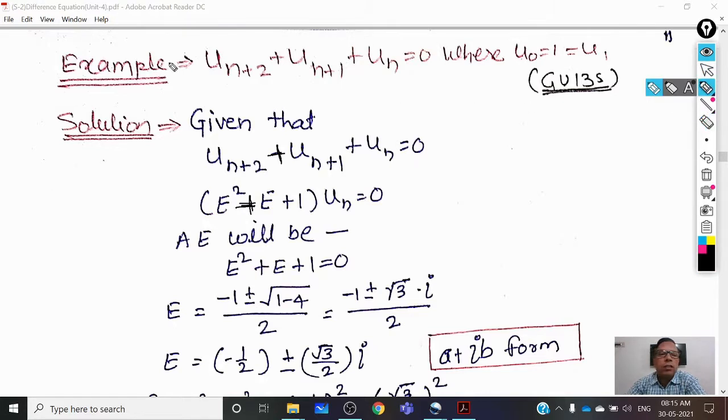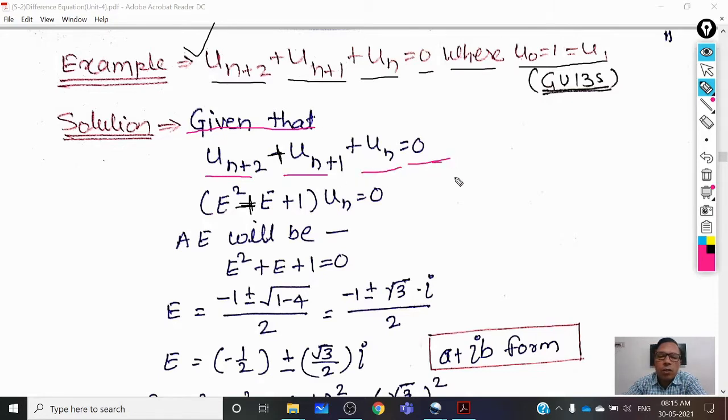The question is u(n+2) + u(n+1) + u(n) = 0, where u0 equals 1 and u1 is also 1. Given that, this equation can be written by using the formula E^k u(n) = u(n+k).